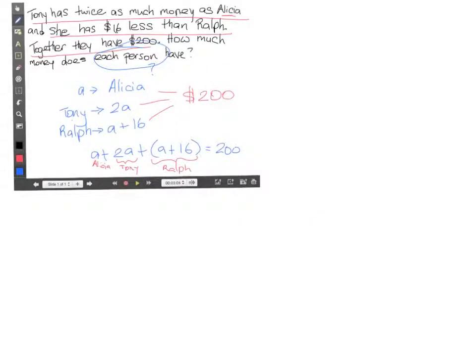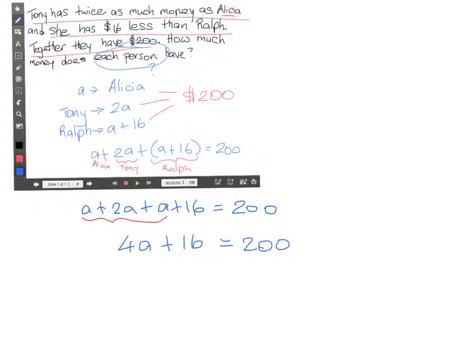All right, so now we are ready to solve our equation that we just set up. So I'll rewrite. It says A plus 2A plus A plus 16 is equal to 200. Now we can join our like terms. So we have here, how many A's altogether? Well, we have 1, 2, 3, 4, 5. No, just 4. 4A plus 16 is equal to 200. Now we can go ahead and isolate that A.